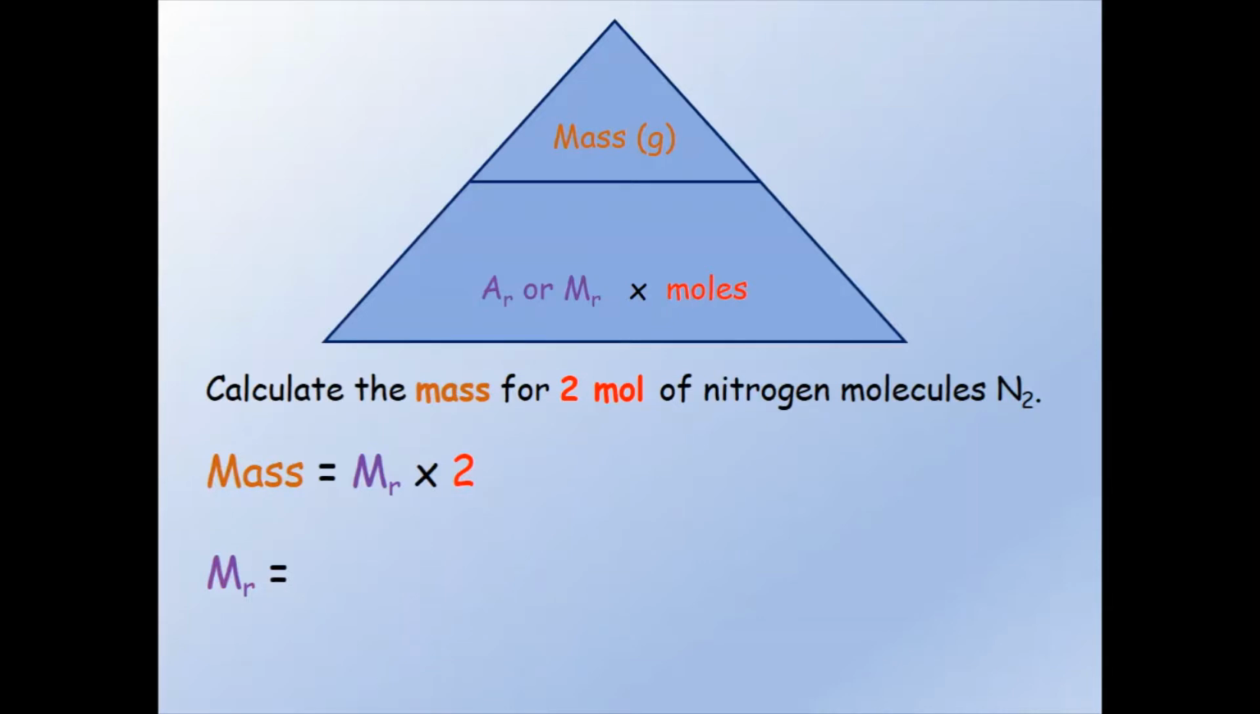We can see we have 2 nitrogens, so we need to look at the periodic table and find the relative atomic mass or mass number for nitrogen, which is the top number on your periodic table. Because we have 2 nitrogen atoms, we get 2 times 14, and that gives us a relative formula mass of 28, and we can now plug this into our equation. So we get 28 times 2, and this gives us a mass of 56 grams.